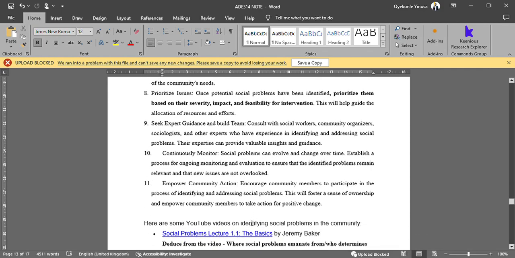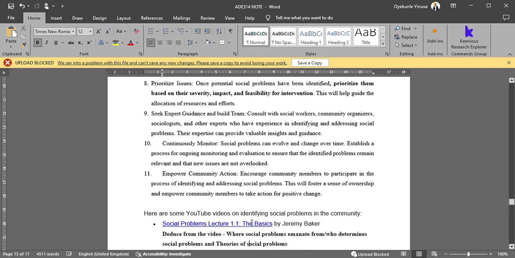Also, you must continuously monitor what is happening in that community, because social problems evolve and change continually. As you are planning the innovative solution, you must engage the community to know that this issue still persists and is still of utmost importance to them, that it is a menace to them, and that they want it addressed as soon as possible. You must continue to monitor what is happening. You must also empower community action.